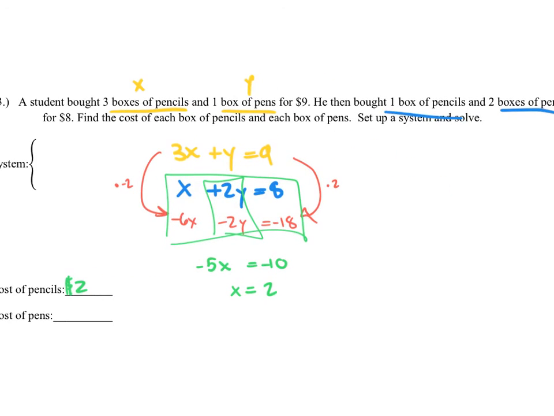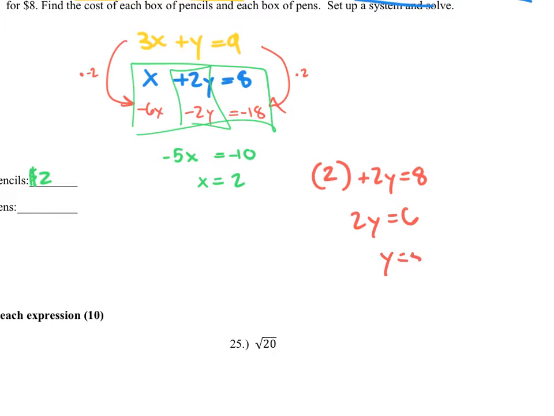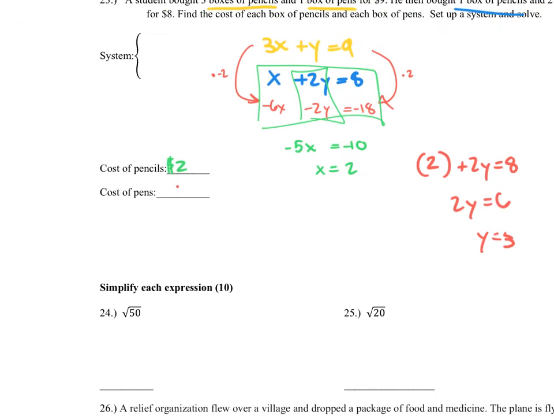I can plug that into either one of my original equations. I'm going to choose the second one. And when I subtract, we'll get that y is equal to 3, and that pins are $3 per box.